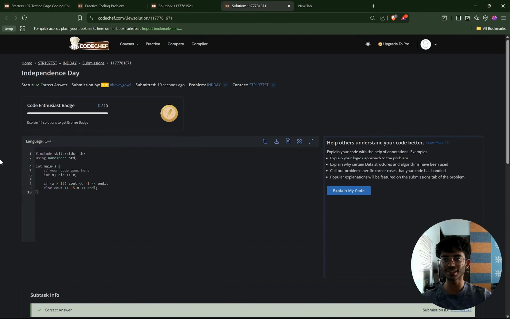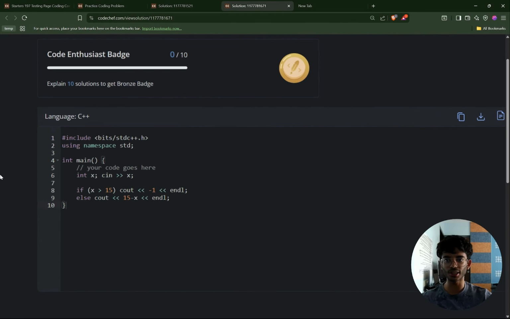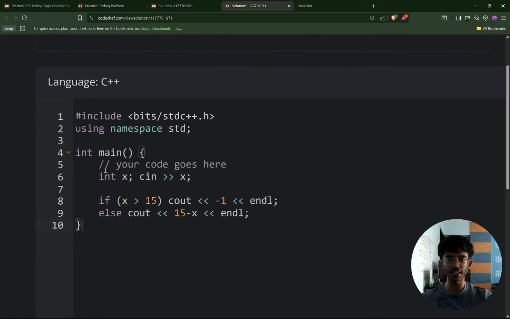Now let's see the solution in C++. So we'll start by taking in the input of x. And if x is greater than 15, we'll be printing -1. Otherwise, we'll be printing 15 minus x.